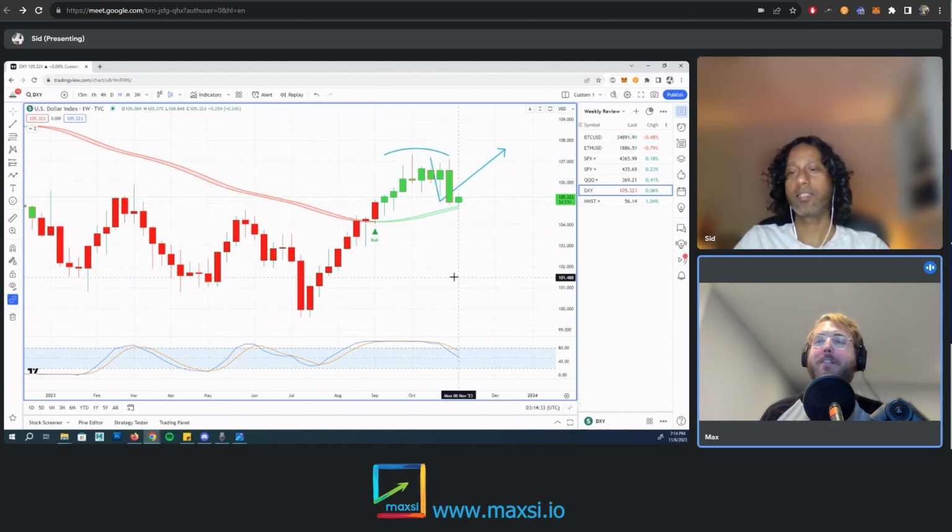Which again, even if you're not marking these technical points on your own chart, the Trading Buddy strength band is acting as that point for you. So you can see we did pull right back, and we're trying to look for a bounce here in the DXY on the strength band.